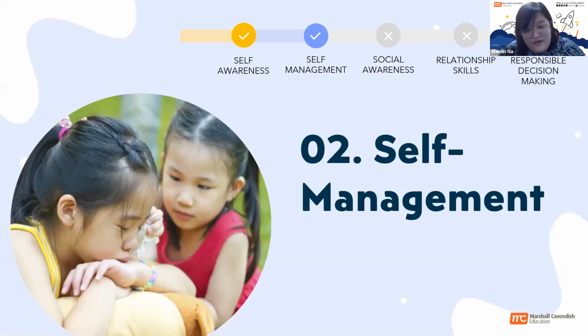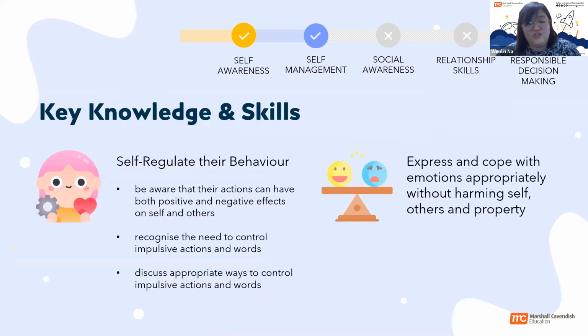Now we look at self-management. Under self-management, children tend to see things often from their own perspective. They may express their thoughts and emotions with little consideration for the feelings of others, and they may not be aware that what they have said or done can actually affect others. So it's important for children to learn to have self-management.